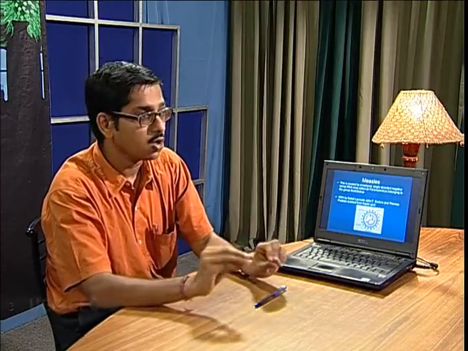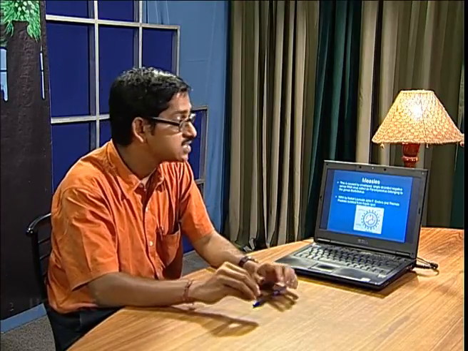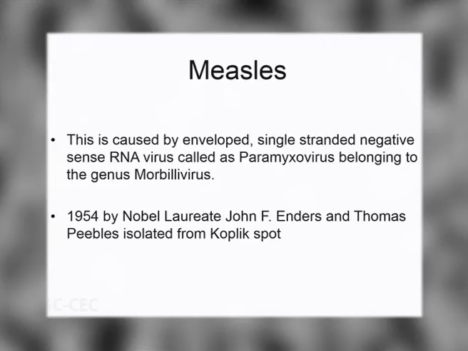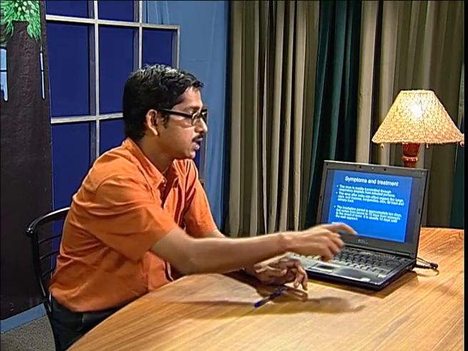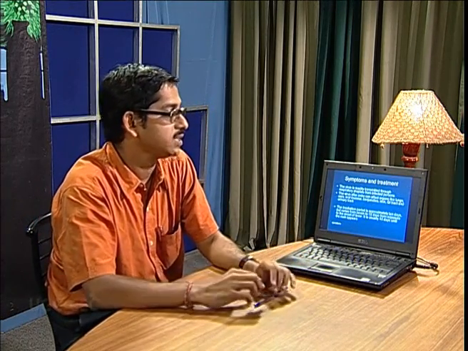So once it is there, it causes lots of symptoms. It was first detected by Enders and Thomas Peebles in 1954 from the Koplik spots, which are small warts formed inside the mouth, and they took the swabs and tested them and found these types of viruses present. Now, what are the symptoms which happen in this virus?